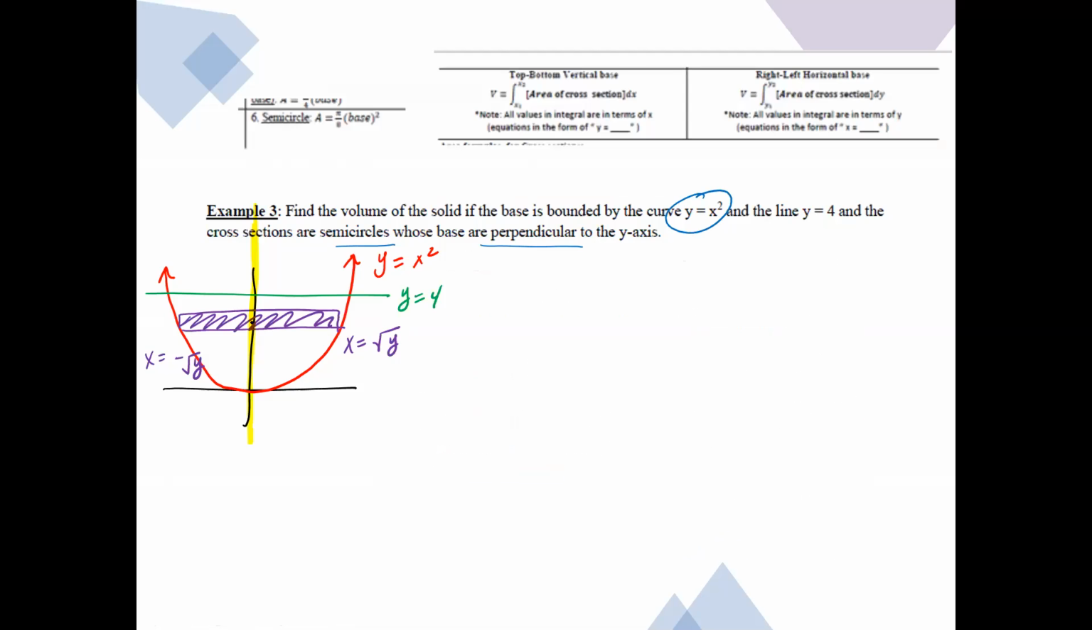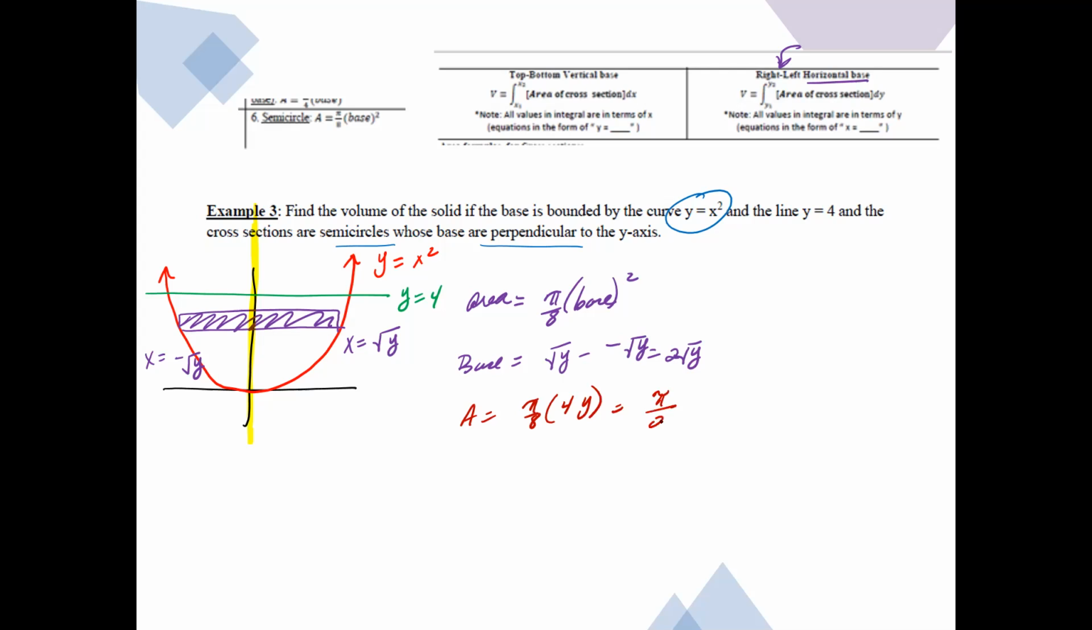All right, well, given the fact that your base is horizontal, it's going to be the second equation again. Remember the semicircle, your area is going to be pi over 8 base squared. So let's find the base. Your base is going to be right minus left. So that's just going to be square root of y minus the negative square root of y. And again, it is 2 square root y. So plugging this into your area is pi over 8 base squared, which is 4y, which is the same thing as pi over 2y.